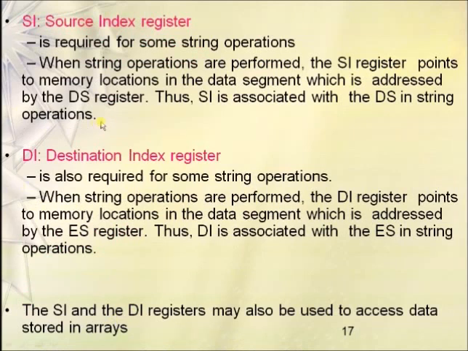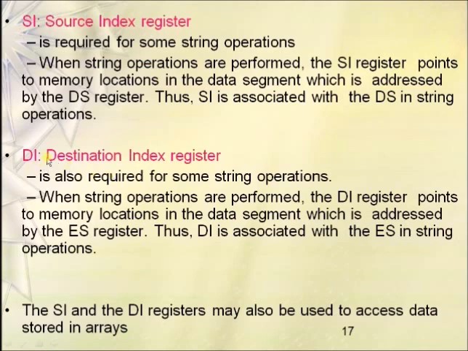Now let us see the source index and destination index registers. Here the source index register is used for holding the offset address of the data segment. The length of this source index register is 16-bit. Whenever we are giving some inputs to the processor, those inputs are stored inside one particular segment called the data segment, and any operand residing inside this data segment is accessed by adding the content of the data segment register along with the source index register.